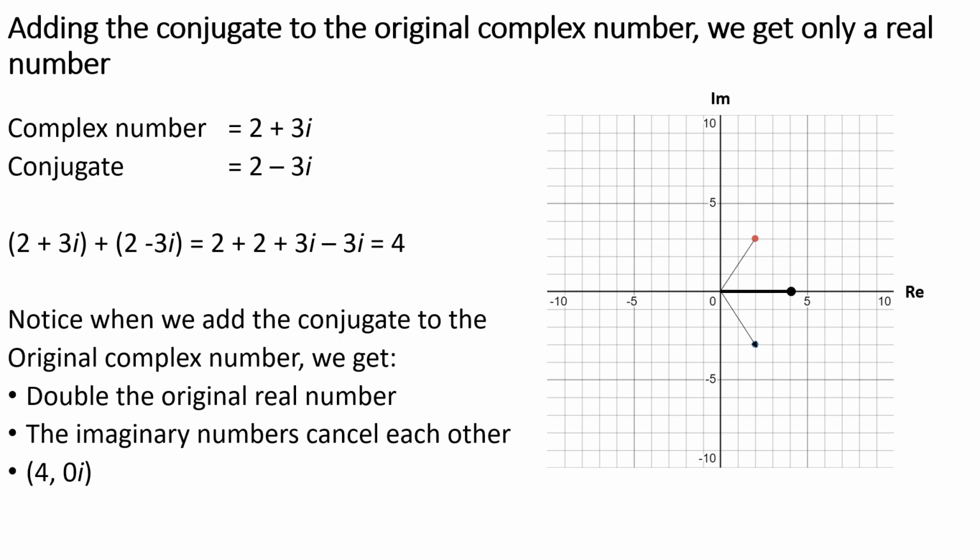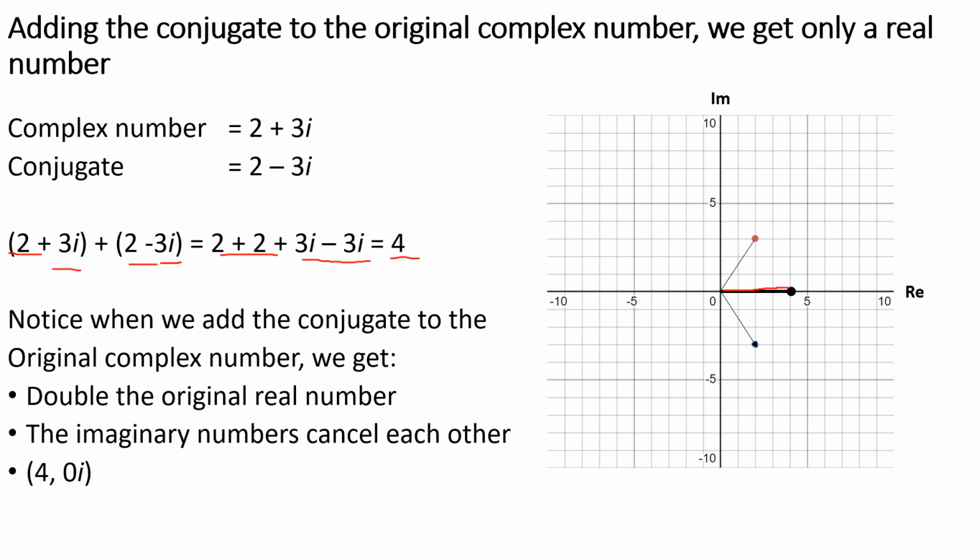As I said, what's interesting about this is when I add 2 plus 3I and the conjugate 2 minus 3I, notice I get double the original distance on the x-axis, or I say the real axis, and the y's cancel out. 2 plus 3I plus 2 minus 3I. 2 plus 2 is 4 right here, and then 3I minus 3I cancels out. And this is what happens with the conjugates.